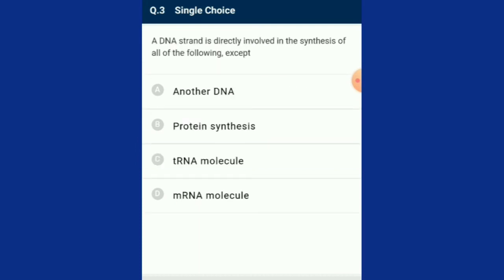Question number 3. A DNA strand is directly involved in the synthesis of all of the following except protein synthesis. The process by which the information in genes flows into proteins: DNA forms RNA. RNA is responsible for protein synthesis. The sequence of amino acids during protein synthesis is directly dependent on the sequence of nucleotides on mRNA and indirectly on the sequence of nucleotides on DNA. So the answer is option B, protein synthesis.